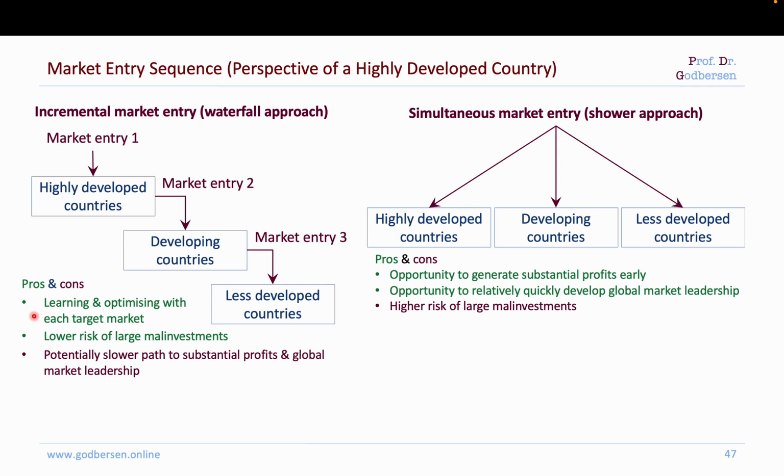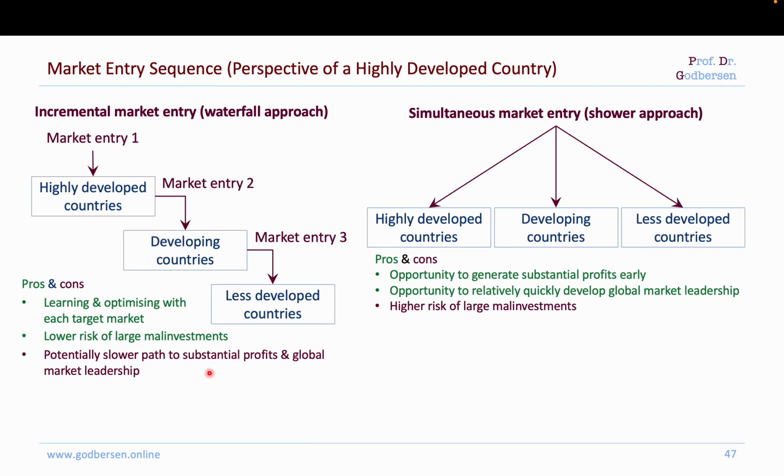Generally speaking, you can plan in advance and analyze whatever you want, however good you are at this, you will not be perfect and you will overlook something. Reality is slightly different than you thought it is. So, especially for smaller companies, it's a good idea to go step by step. You learn from your first market entry and you can improve on the second and the third. So you have a lower risk of a malinvestment. But you also have the risk of being very slow to the market and slower to substantial growth, and you might miss out on global market leadership.